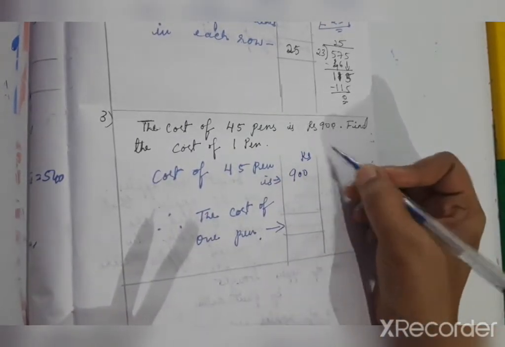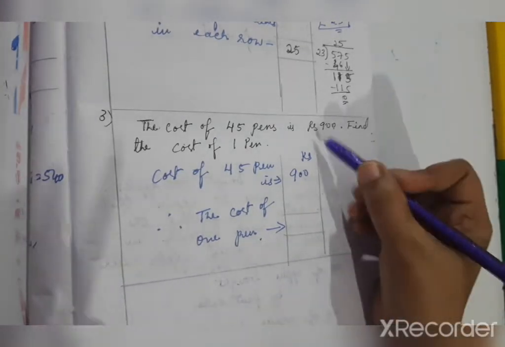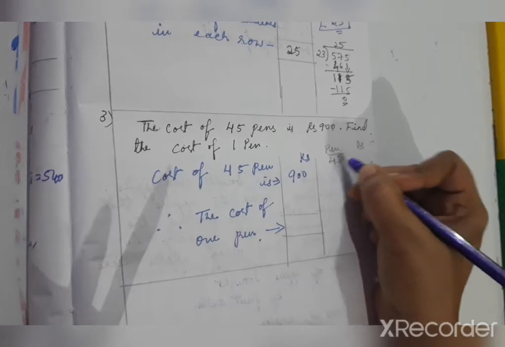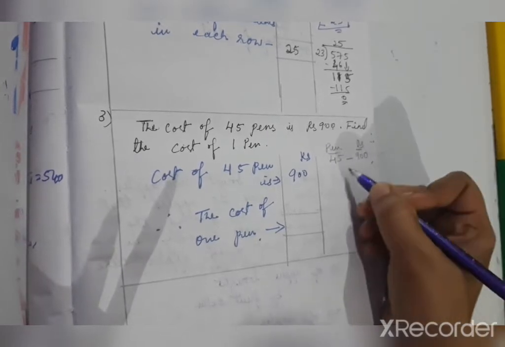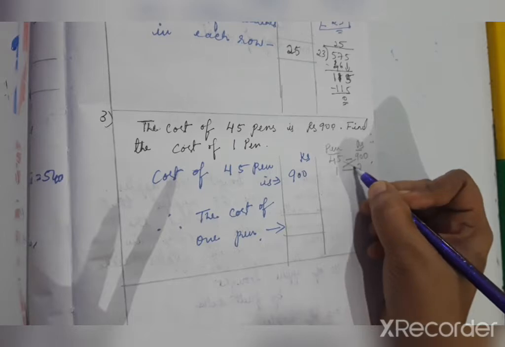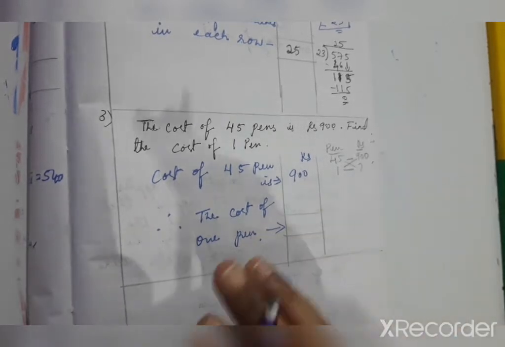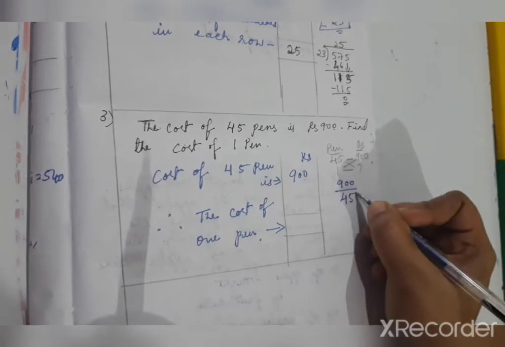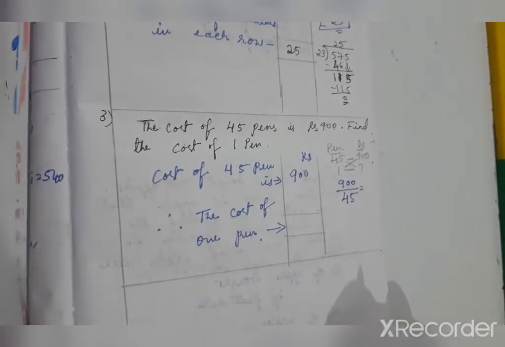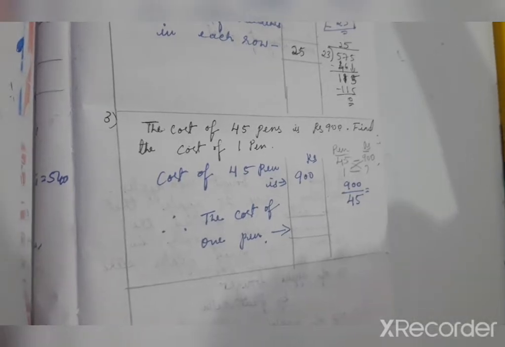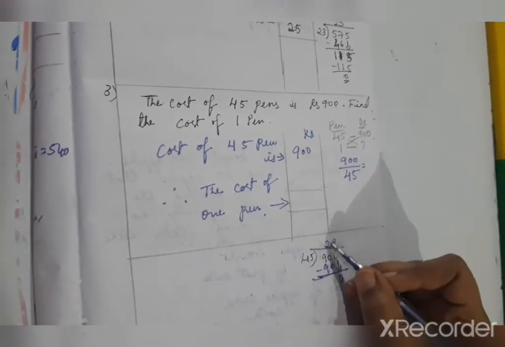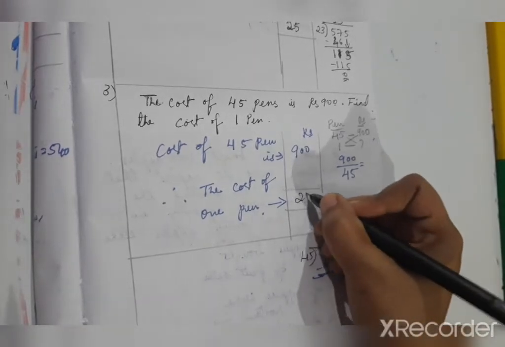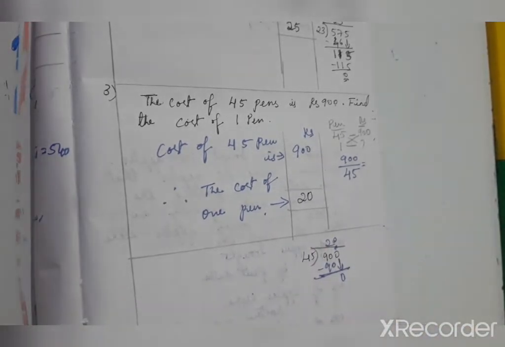So we can directly divide it, or with the division method also we can try. Pen and rupees. Cost of 45 pens is 900 rupees. Cost of 1 pen is question mark. Cross multiply means 1 into 900 is 900 by 45. We have to divide 900 by 45. After dividing 900 by 45, the answer is 20 rupees.